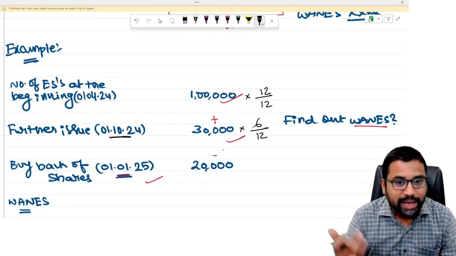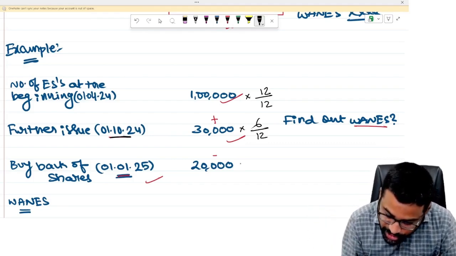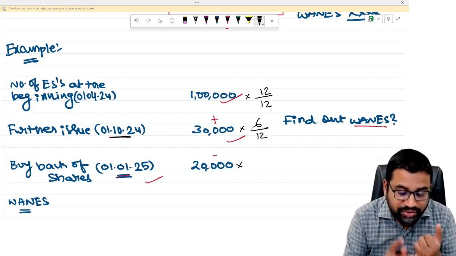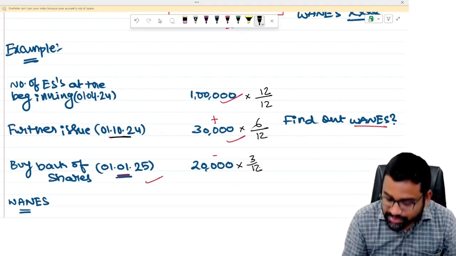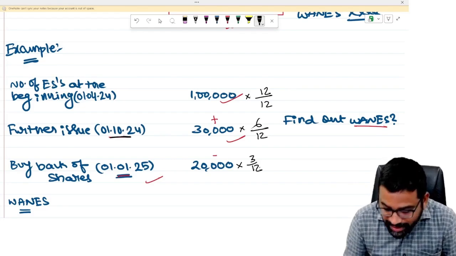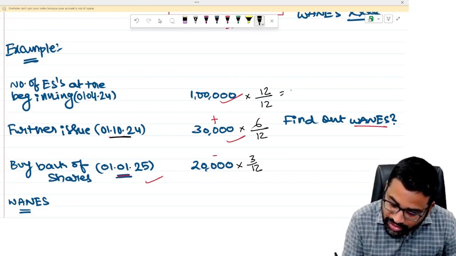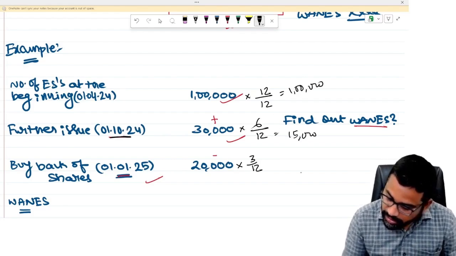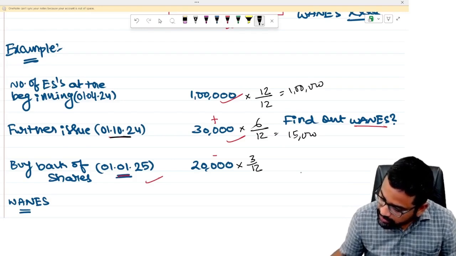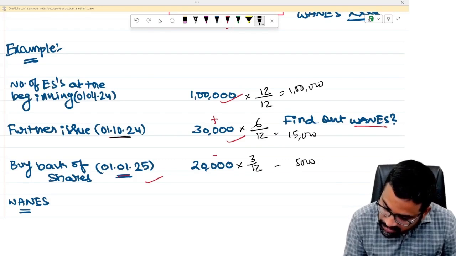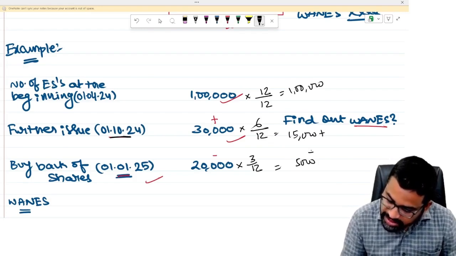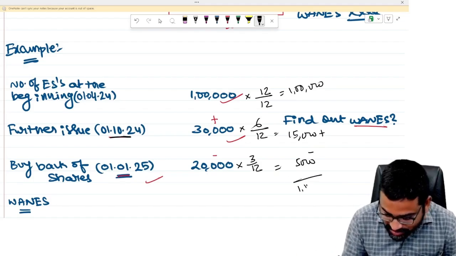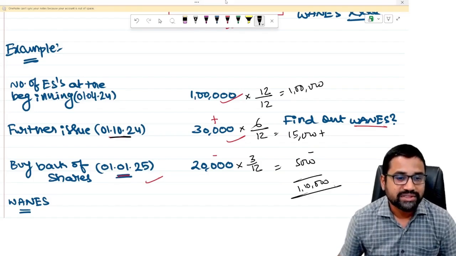Similarly, when you have a buyback, the number of shares will reduce. So 20,000 shares were bought back on January 1st, 2025, so these shares are no longer with the company. January, February, March: 3 months, they are not outstanding, so they have to be reduced. So 1 lakh into 12 by 12 is 1 lakh, 30,000 into 6 by 12 is 15,000, and 20,000 into 3 by 12 is 5,000. So 1 lakh plus 15,000 minus 5,000 will be 1 lakh 10,000. This is the weighted average number of shares.